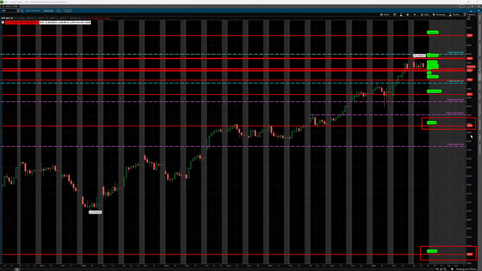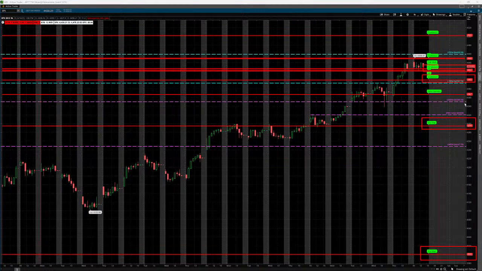And the next level is the 4,400 level. That's right here. And this is the absolute gamma strike. That's the strike with the largest absolute gamma. And then finally the call wall, and it's hard to see on this chart. We'll take a look at a one-day chart in just a moment.